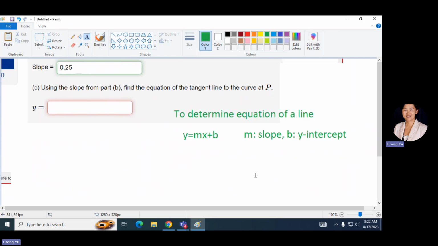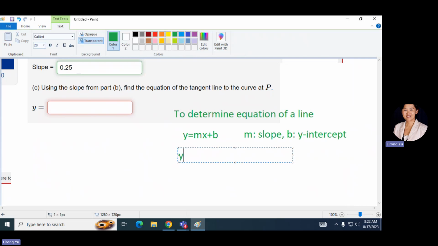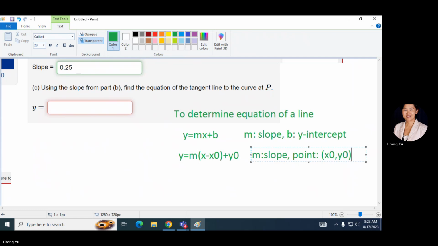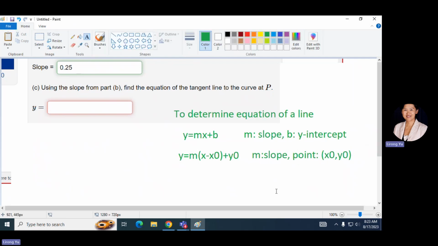That's one form of equation of a line. The other form of equation of a line is y equals m times (x minus x0) plus y0. This assumes you have the slope, which is m, and a point on the line, (x0, y0): the equation of a line using one slope and one point.